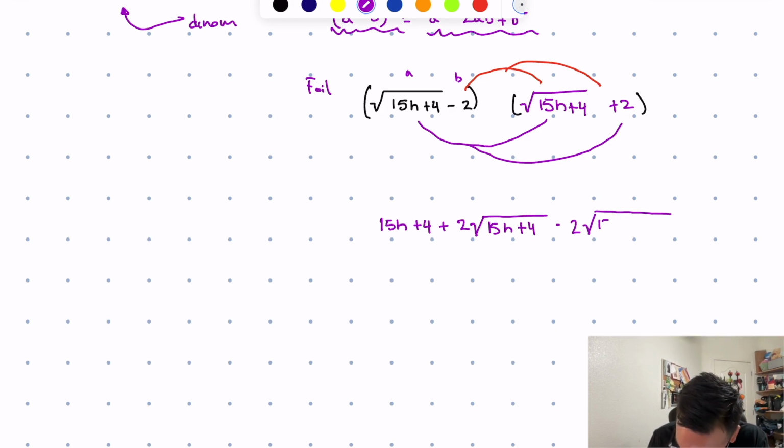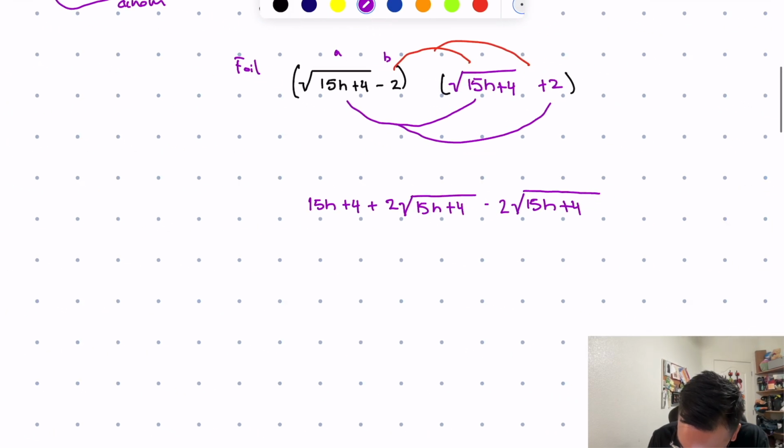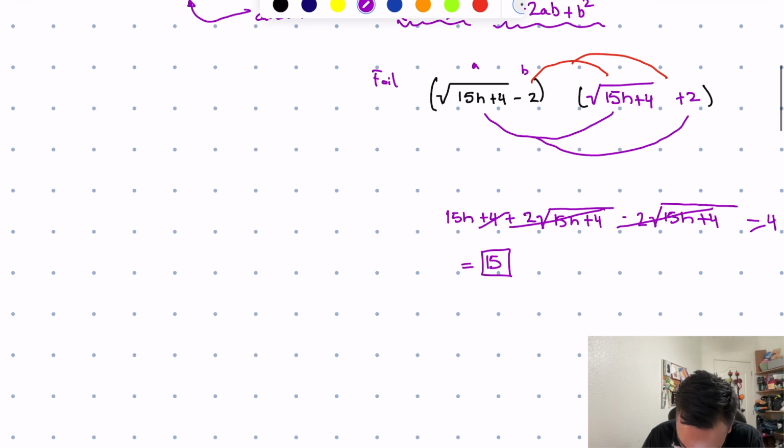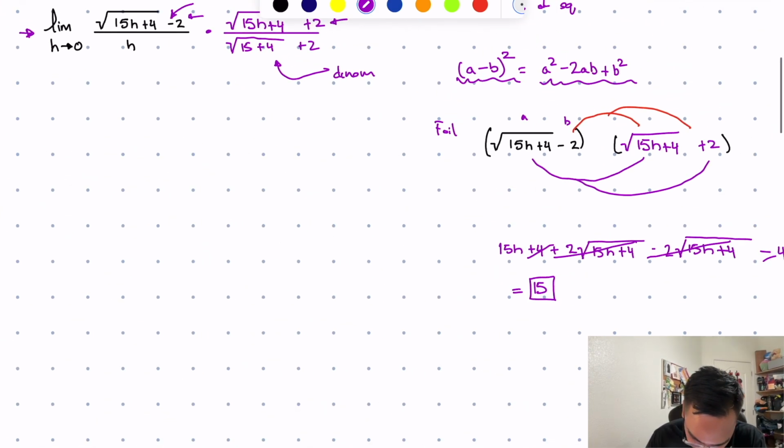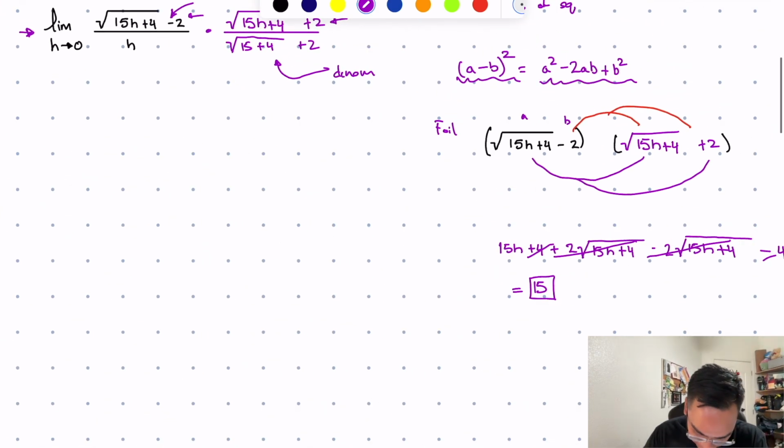root 15h plus 4, minus 4, because it's a negative times a positive, so negative 2 times positive 2 is going to give us negative 4. So you'll notice the middle will cancel. Not just the middle, the 4 and the negative 4 will cancel, which will give us 15. So it always helps to remember the difference of squares, so that we can identify it.